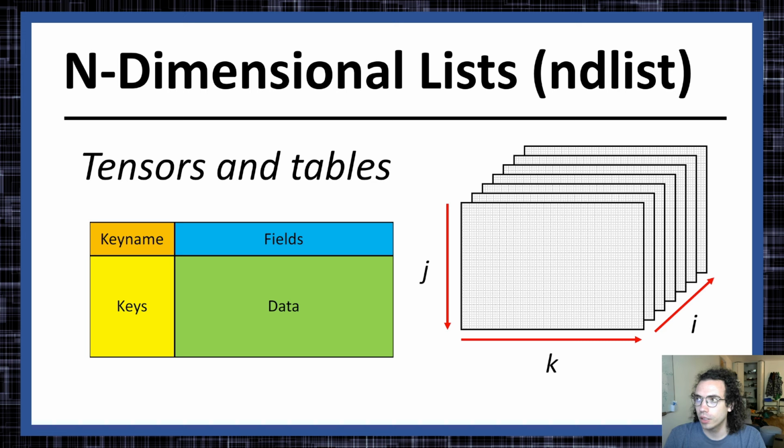The package is for Tcl, and it is called ndlist, and it is a data manipulation package for tensors and tables.